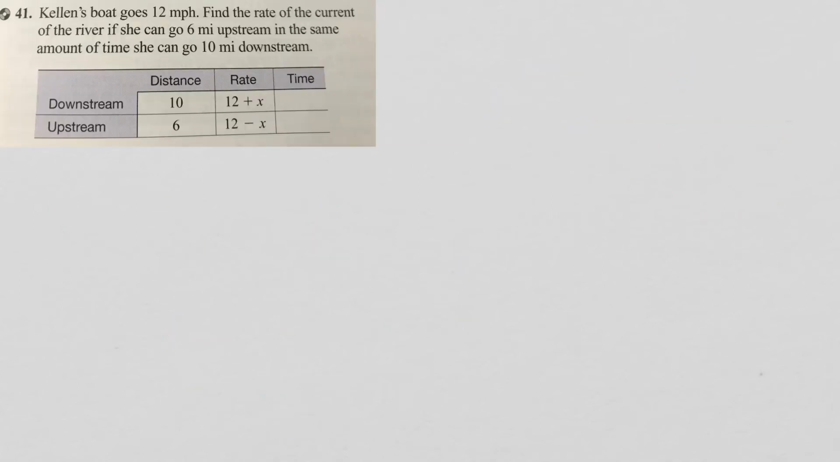Okay, I'm not sure I like the way the book set this problem up for you, but remember that distance equals rate times time. So if you wanted to find the time, time is equal to distance divided by rate. So this time is going to be 10 divided by 12 plus x, and this one is going to be 6 divided by 12 minus x. And it says that happens in the same amount of time.